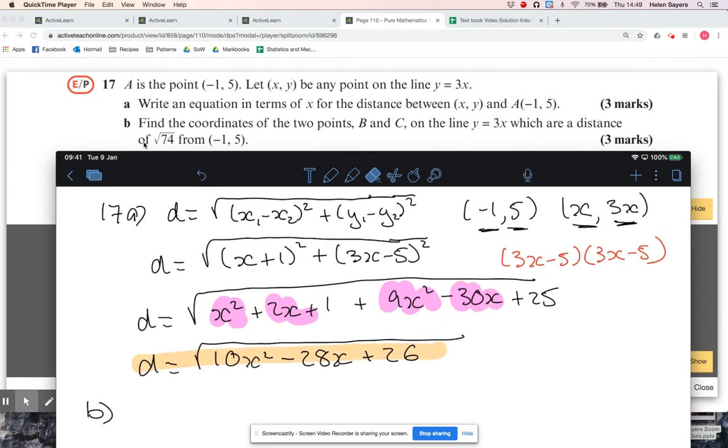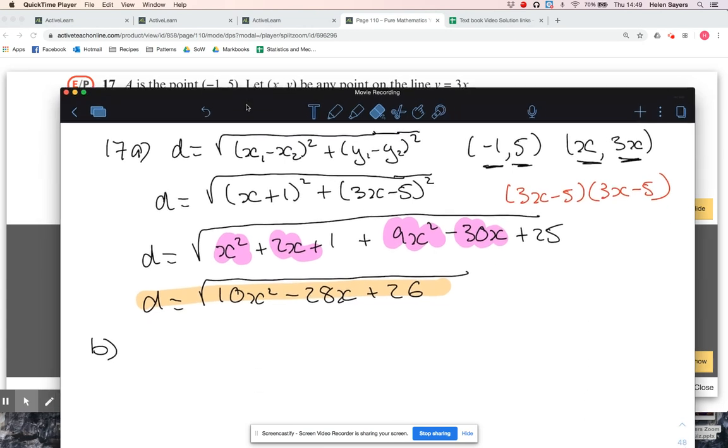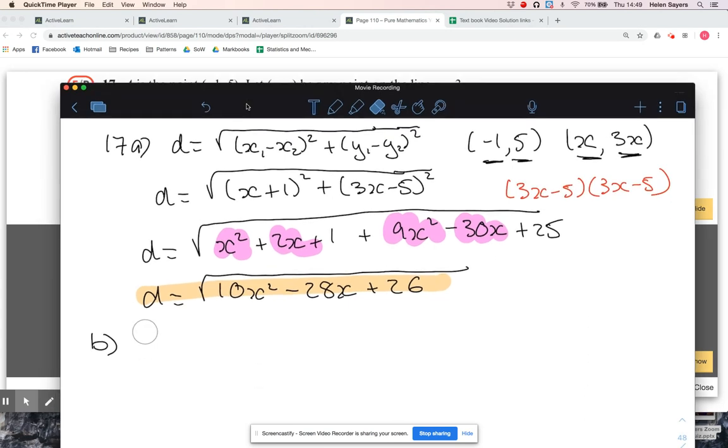So I just need to find the 2 points, and the reason it's 2 points is because I'm going to be solving a quadratic, so that's fine. I'm expecting possibly 2 solutions. So when does that equal √74? So when does the distance equal √74? So let's get the whole thing written out.